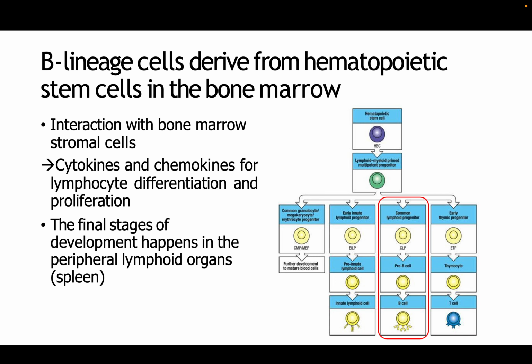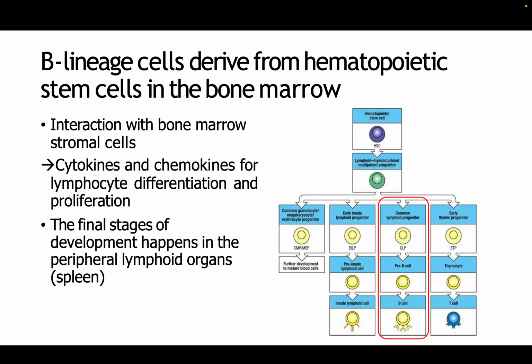Once you become an immature B cell, this B cell is able to leave your bone marrow. It's then able to get into your blood, and go into peripheral lymphoid organs or secondary organs, for example the spleen or lymph nodes, where they finally fully mature.